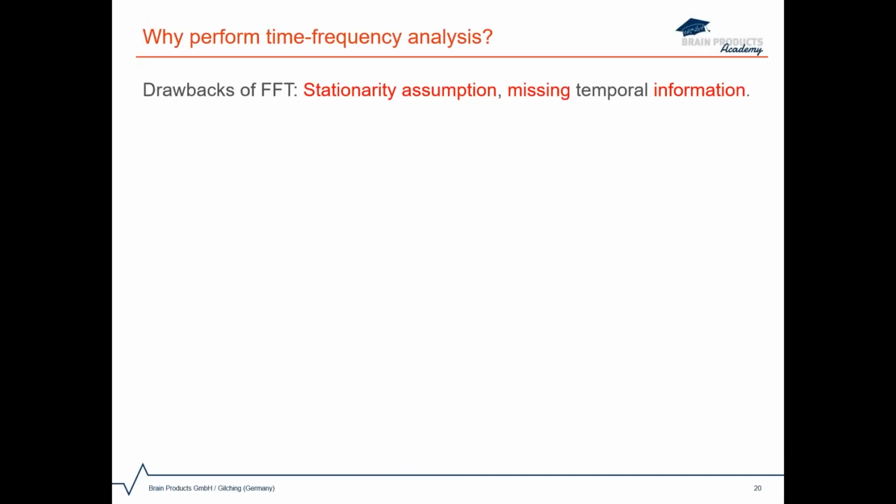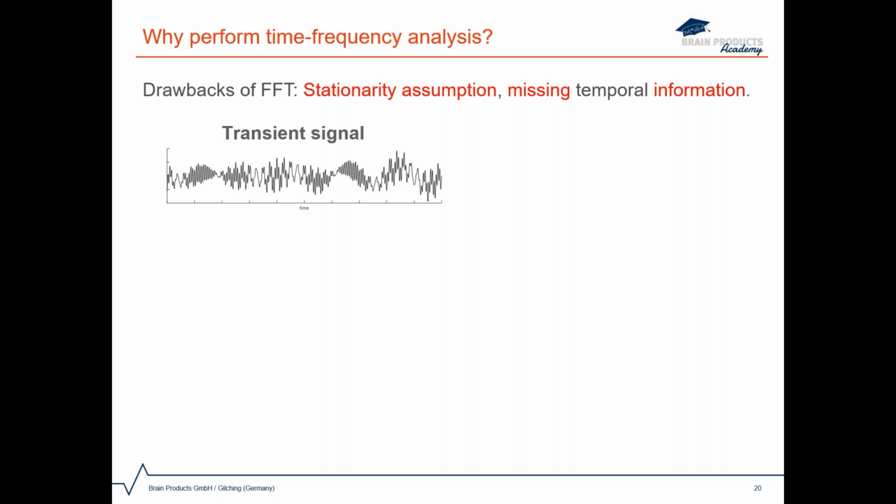Recall that one assumption of the FFT is that the data are stationary, which means that the statistics of the data, including the mean, variance, and frequency structure, do not change over time. What if the signal is non-stationary, meaning the frequency content changes transiently? What will happen if we apply FFT on this kind of signal? Let's take a look.